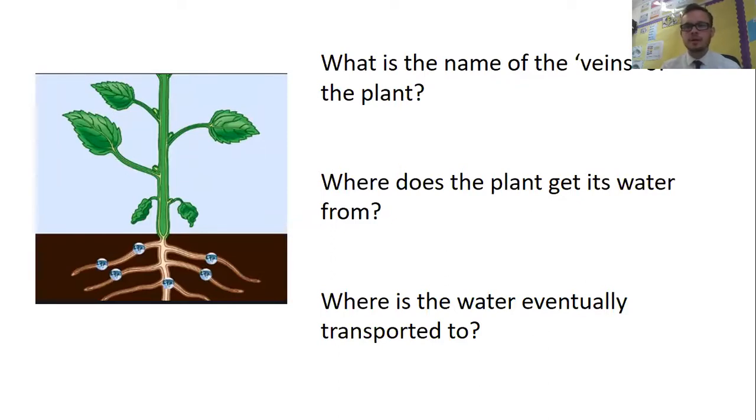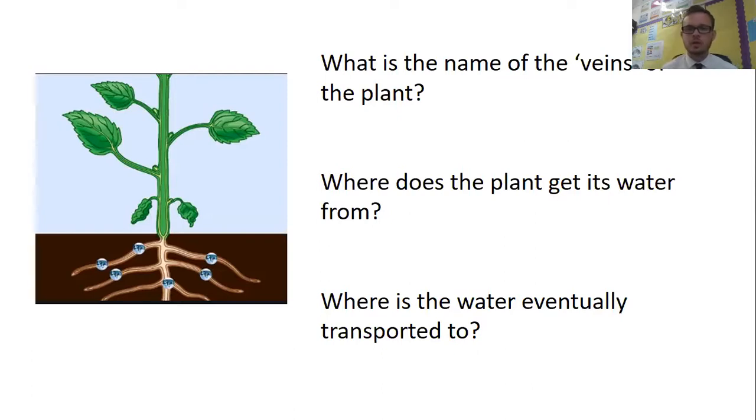Where does the plant get its water from? Pause the video. Okay, where does the plant get its water from? Well done if you said the ground, and that gets absorbed by the roots. So if you said roots, it's not quite right. They don't get the water from the roots, but they get it from the ground, the soil.